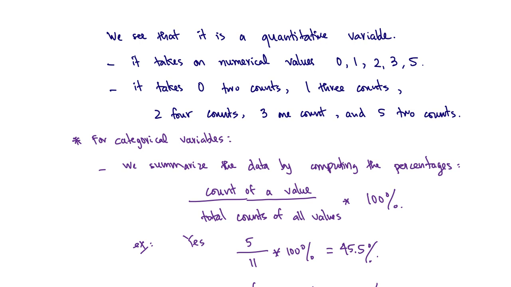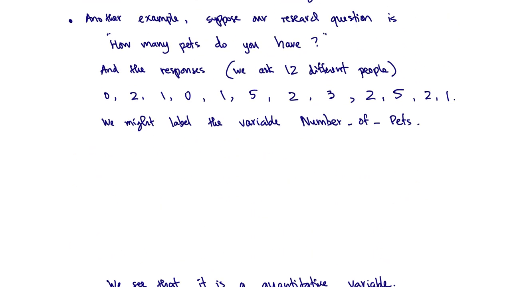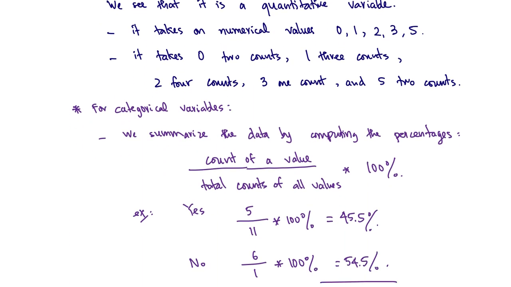This quantitative variable takes on the numerical values 0, 1, 2, 3, 5. These are the responses that we obtained. It takes 0 with 2 counts, 1 with 3 counts, 2 with 4 counts, and 3 with 1 count. There's no 4, and then 5 with 2 counts. And so basically we count the values there.